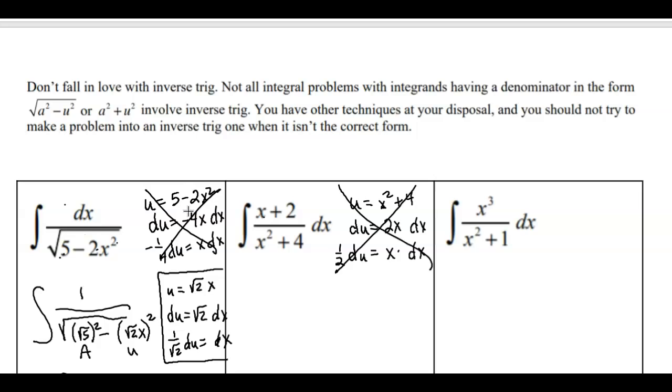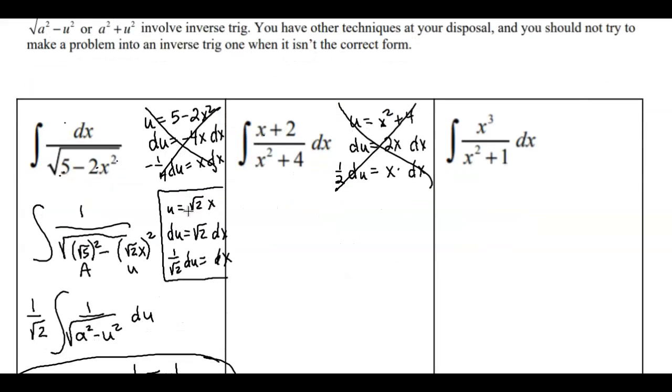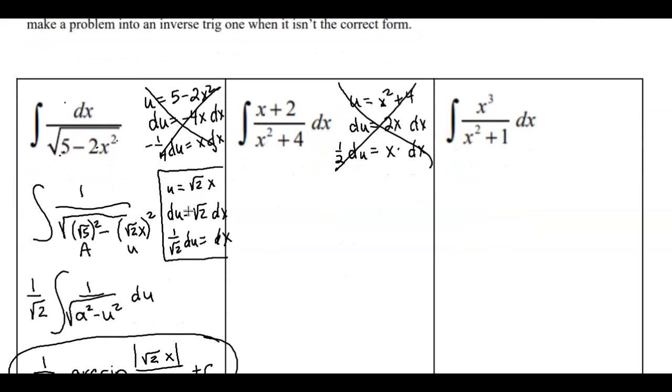Okay? And so you think, well, it can't be inverse trig because I have an x on top. And you're right, it's not inverse trig either. So what we need to do is a new trick. Because these are being added, I can't split my denominator up, but I can split up my numerator.